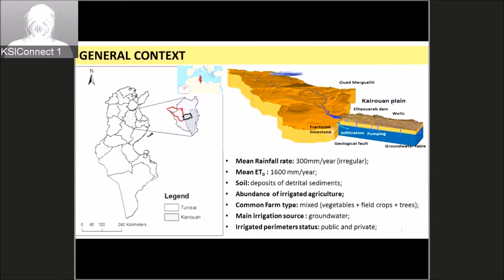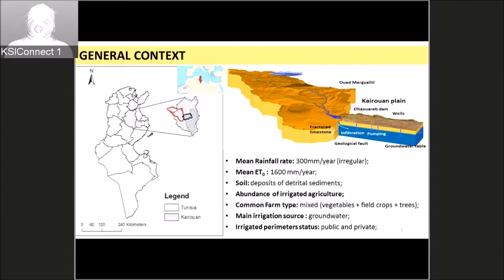This area used to be an area of flooding, actually, because of this violent and irregular pattern of rainfall, until the government built a dam at the edge of this plain. So now the people are protected from this flooding, but we end up with an area with no surface water. Since this area is agricultural, the pressure shifted to the groundwater, which is the main source for irrigation in this area. And we have two types of irrigated perimeter. We have the public and the private irrigated perimeter.